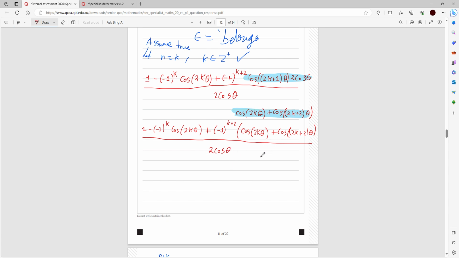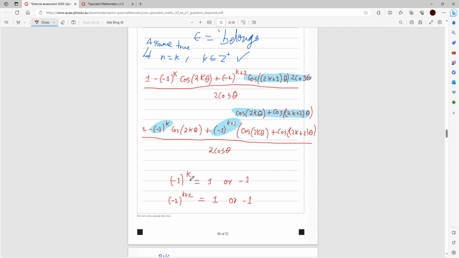Okay. Wow, that was a lot. Okay. So what we can do now is pretty much start taking a look at these specific terms here. So negative 1 to the k can be 1 or negative 1, depending whether k is even or odd. If k is even, it will be 1. If k is odd, it will be negative 1. But let's take a look at the other expression as well. Negative 1 to the k plus 2. It will be 1 or negative 1, depending if k is even or not.